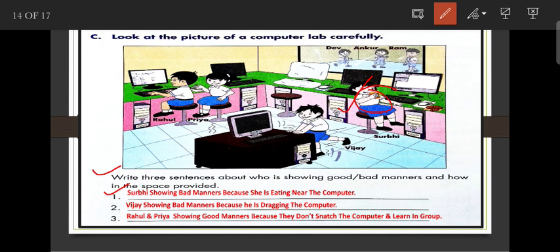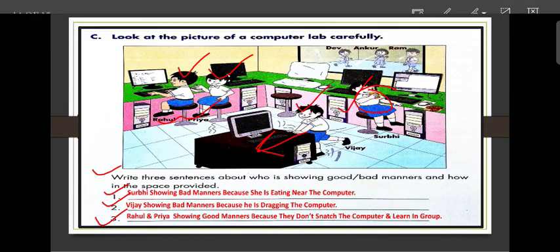Next is Vijay showing bad manners because he is dragging the computer. Here you can see this is the image of Vijay, and he is dragging the computer from one place to another place. So don't do this. Next is Rahul and Priya showing good manners. Here you can see Rahul and Priya. They are showing good manners because they don't snatch the computer and they learn in a group. Here you can see they are sitting in correct posture and they are working in a group. So they are showing good manners.